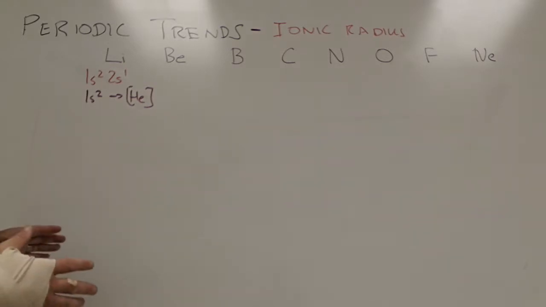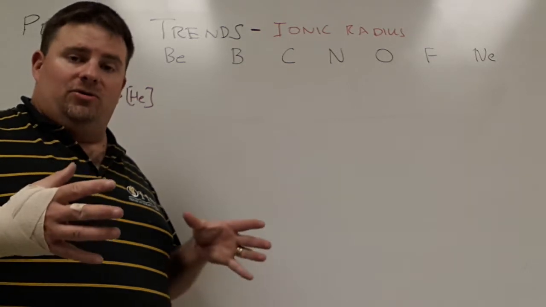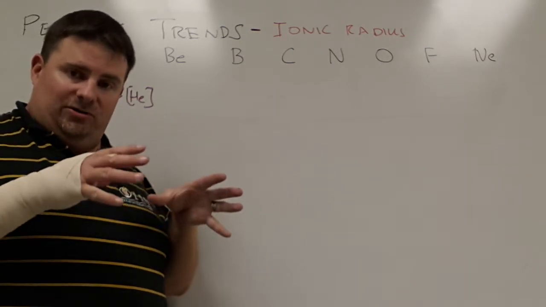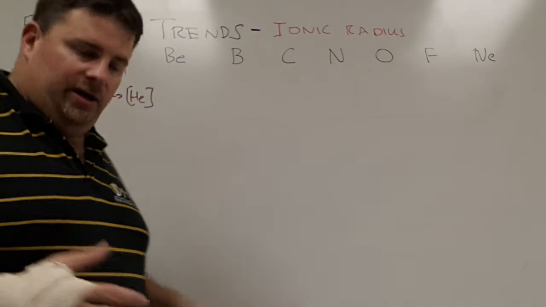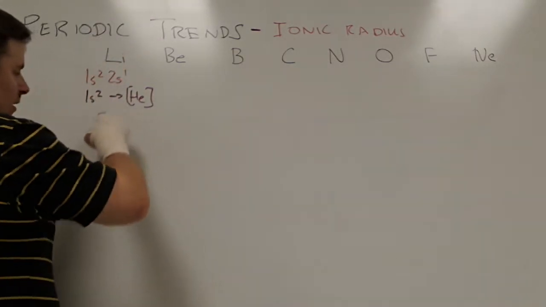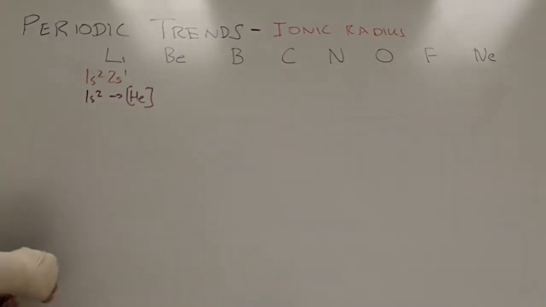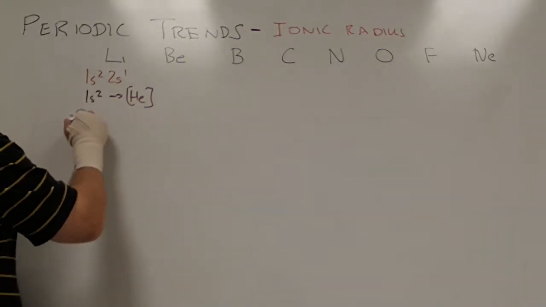Now, if you think about what that's going to do, I've got 3 protons, 2 electrons. So I've got a greater electronic pull from the nucleus on those electrons. So my atomic radius is going to shrink. Okay? So the ionic radius of lithium is going to be smaller than its atomic radius.